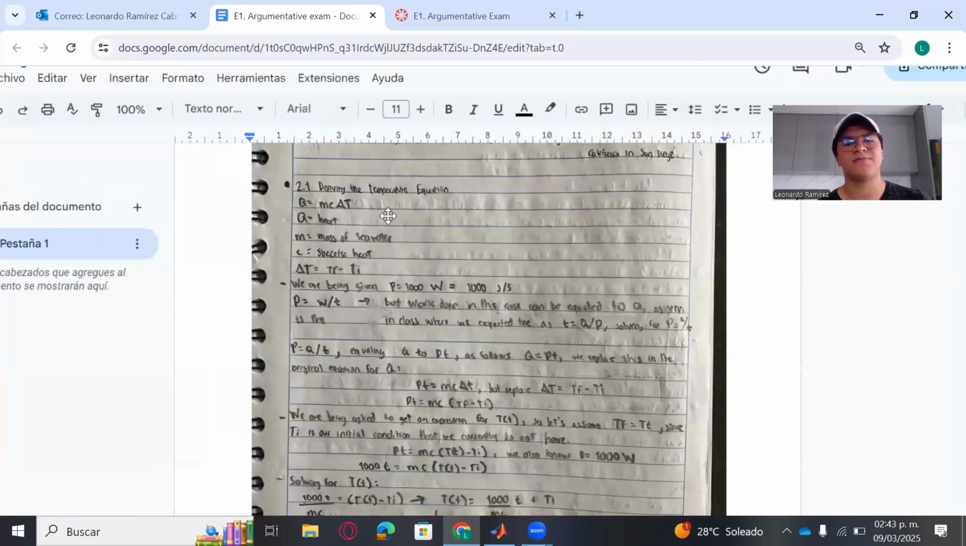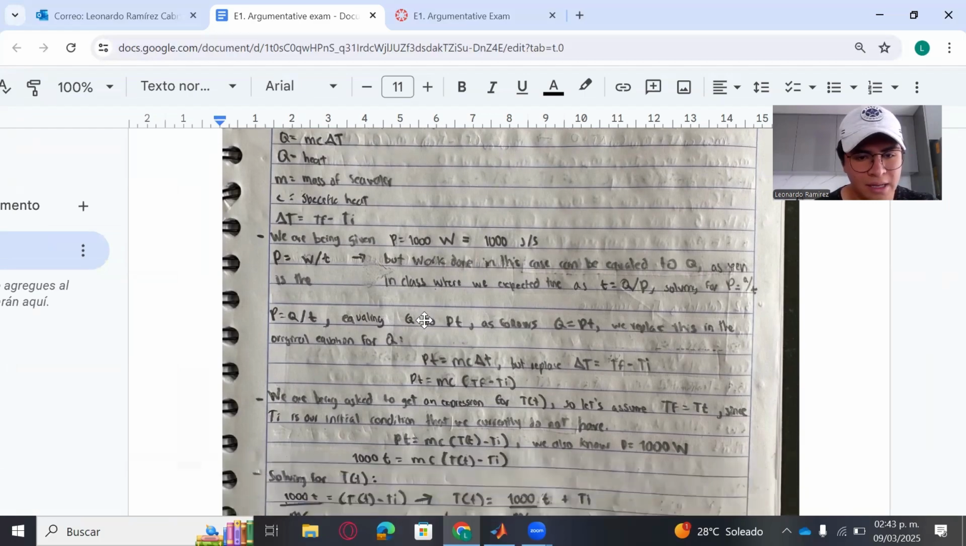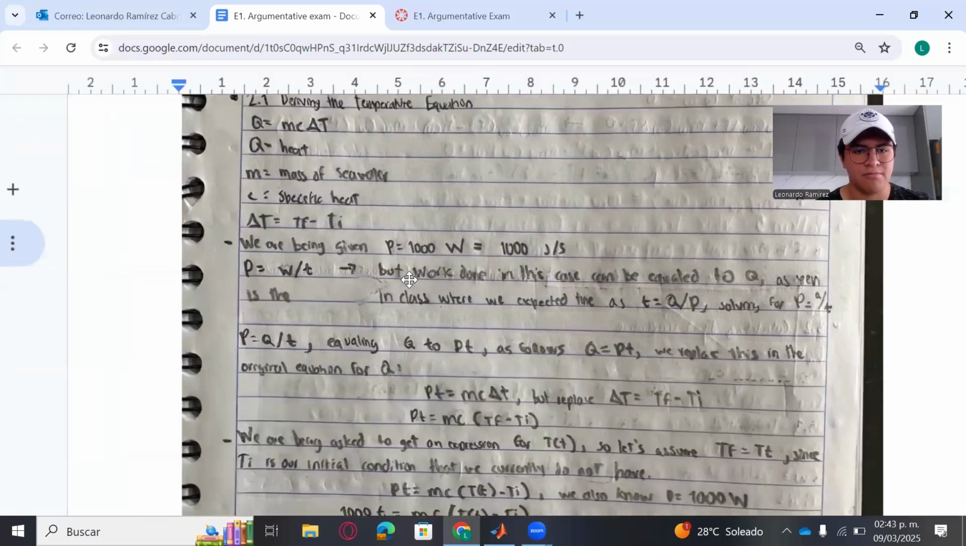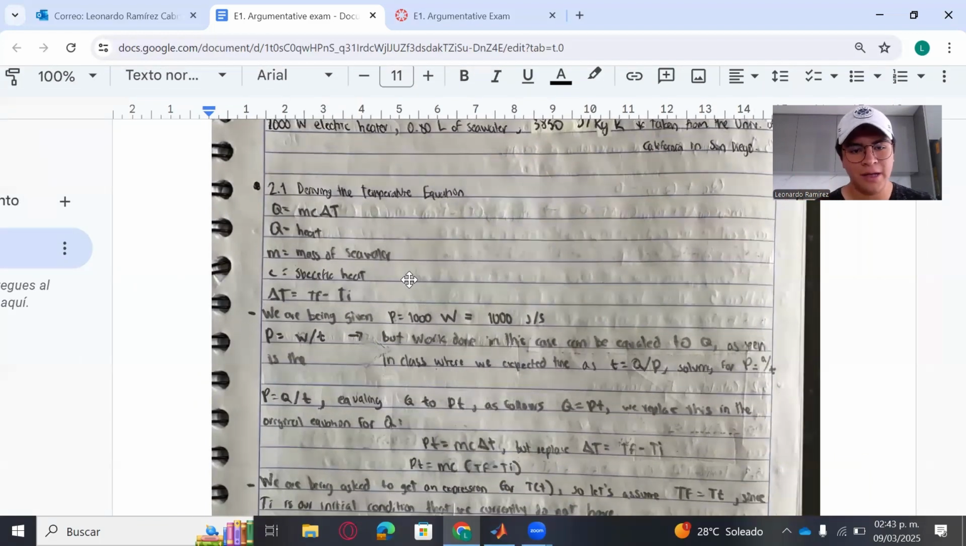We have to first derive the temperature equation. We have that Q equals mcΔT. And well, we are given a power, the power of an electric heater. So we have to derive an equation that includes power instead of just Q.